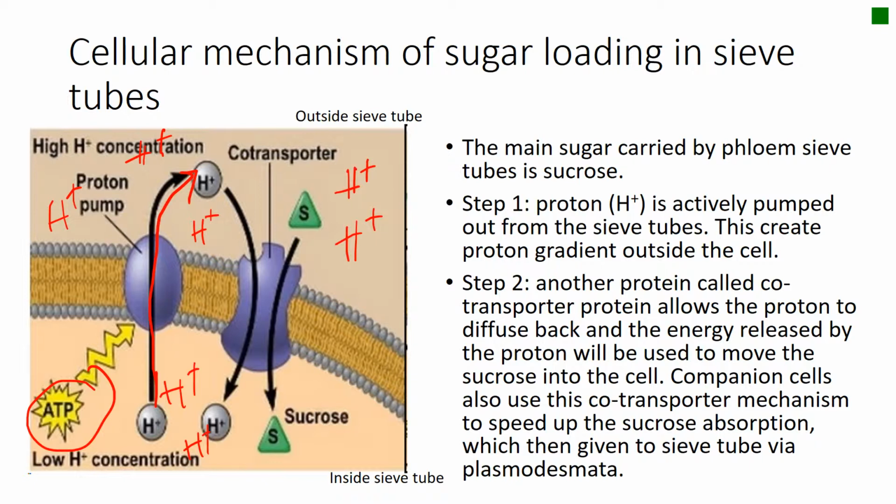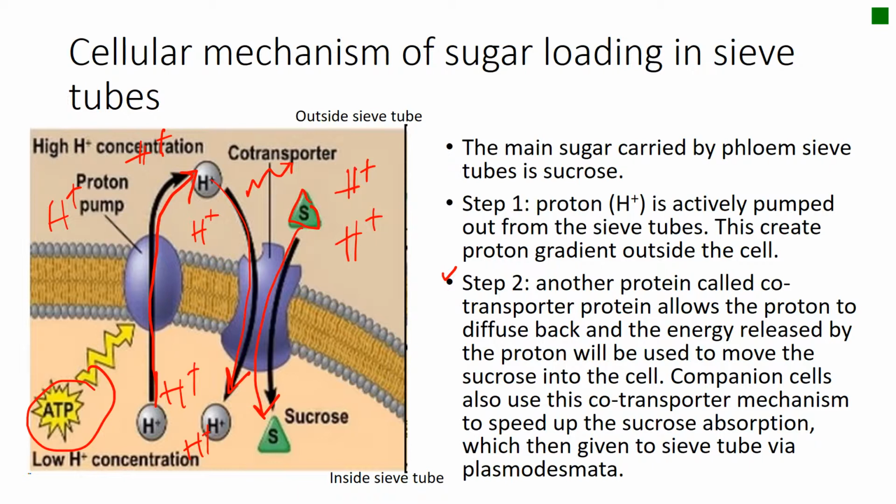So what will happen next is step 2, which is kind of like ATP synthase. The proton will go back inside the sieve tubes. And as this happens, it will release some energy. And the energy will be used to take the sucrose inside the sieve tubes.